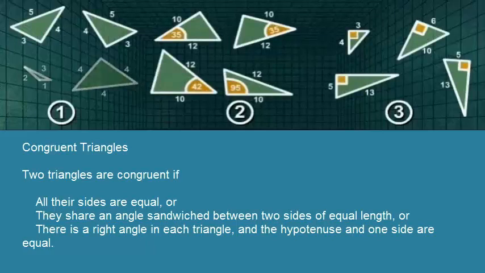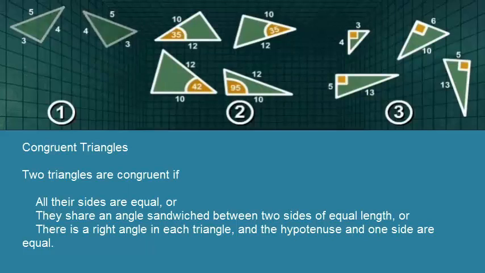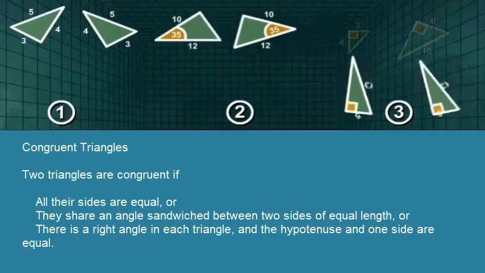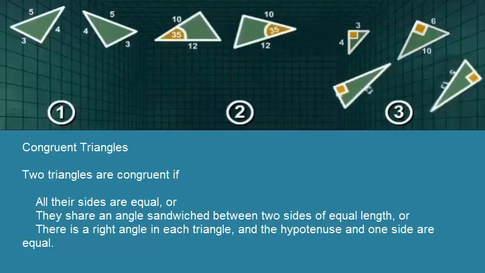Congruent triangles. 2 triangles are congruent if all their sides are equal, or they share an angle sandwiched between 2 sides of equal length, or there is a right angle in each triangle and the hypotenuse and one side are equal.